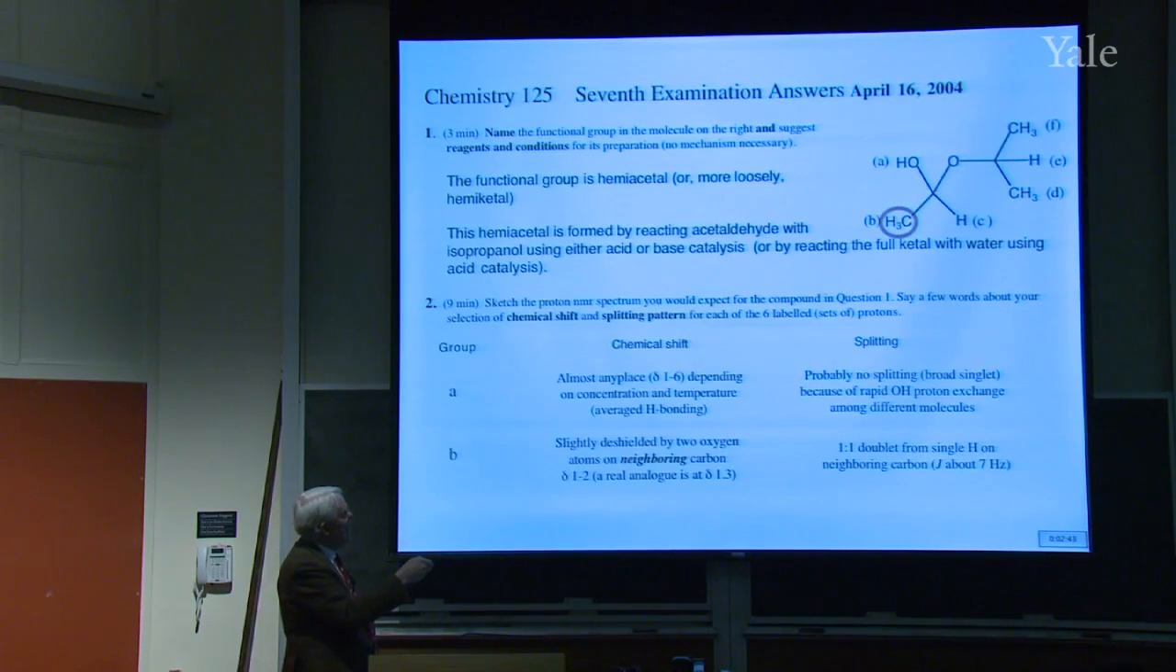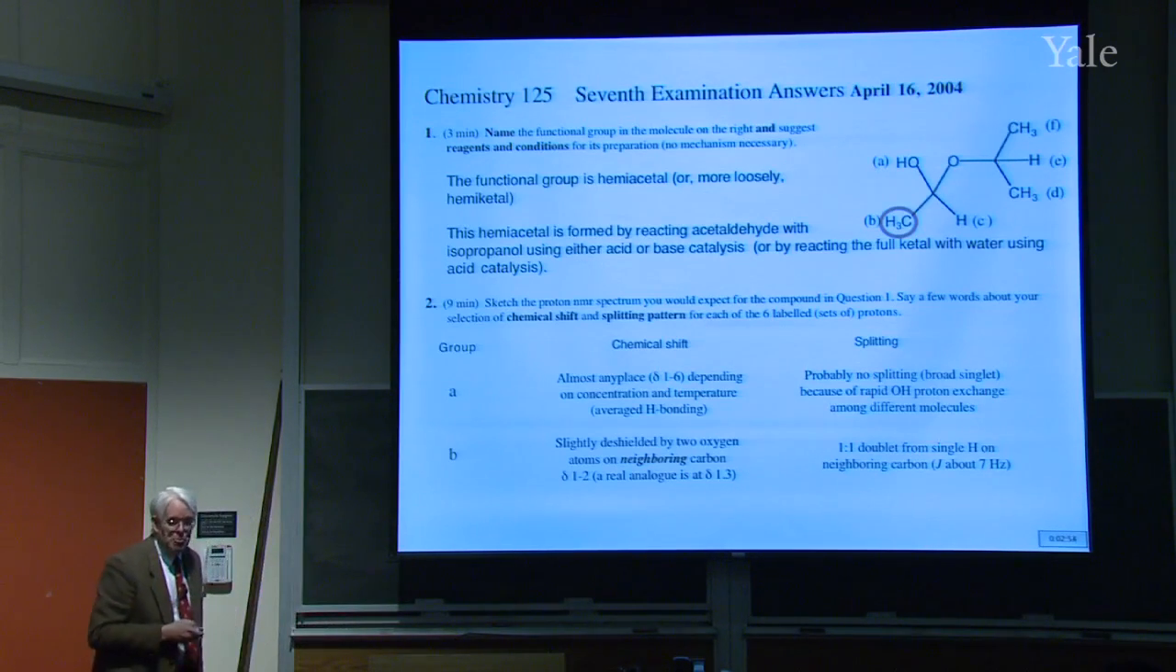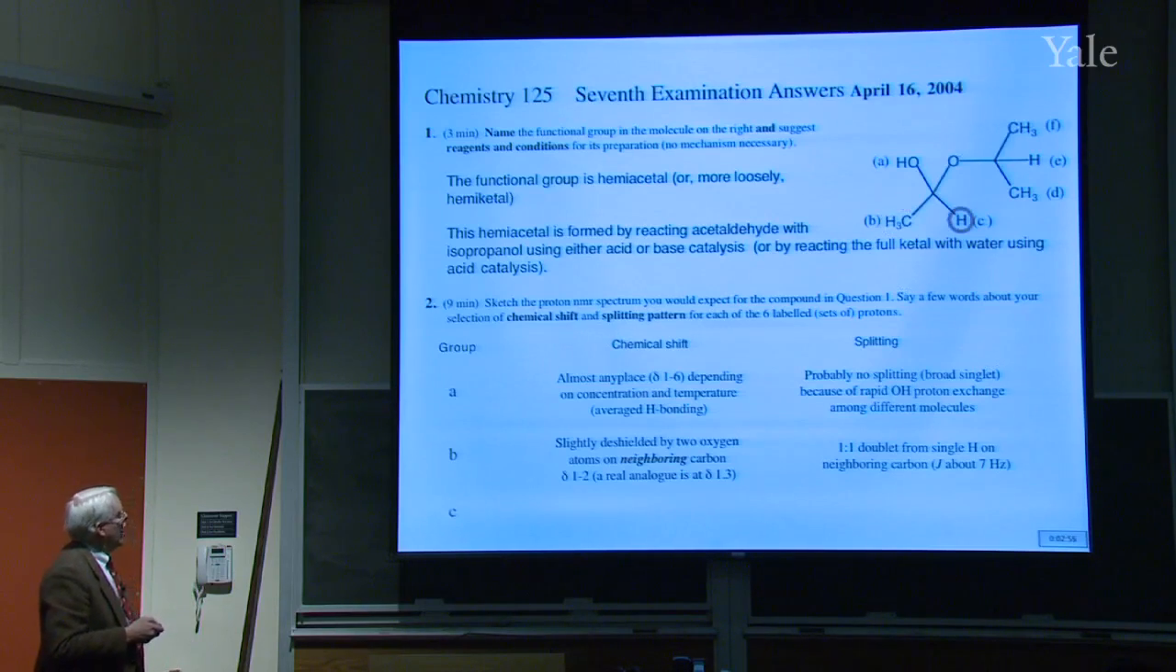Okay, how about the splitting? Now it has 3 bonds to get from here to here, right? So that should be a splitting. There's no exchanging there. So it should be a 1-to-1 doublet, and the J should be about 7 hertz.